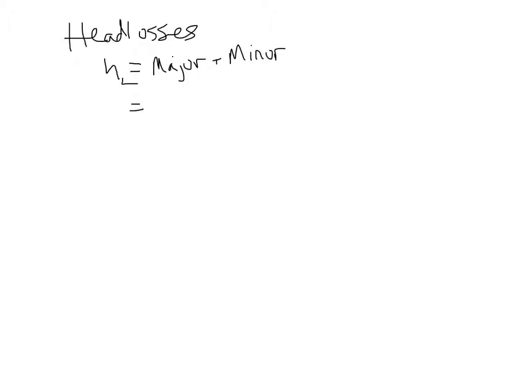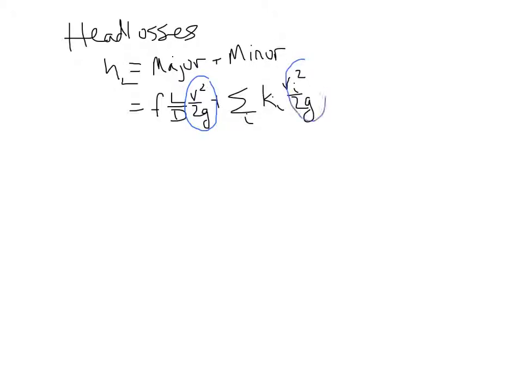And the form each of these takes: the major losses have the form of the Darcy-Weisbach equation, f L over D times V squared over 2g. And the minor losses are simply the summation of a loss coefficient times the velocity at the appropriate location squared over 2g. So they both involve this kinetic energy group, V squared over 2g, or if you write it in terms of Q, you'd have a Q squared over 2g and then a 1 over area squared factor.